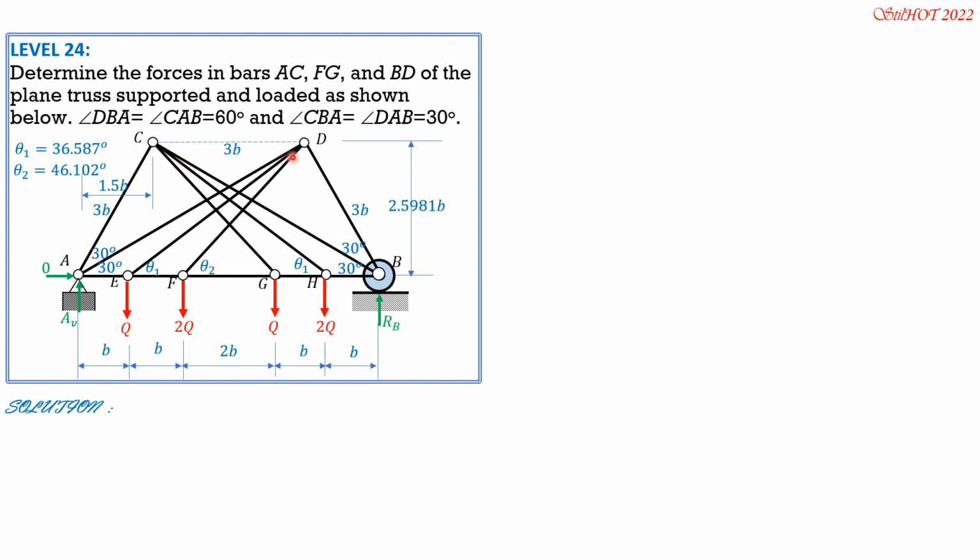Then this is 3B because the total length is 6B minus 1.5B, then minus 1.5B, so 3B. Then that's also theta 2. Moment A0 to solve for RB.